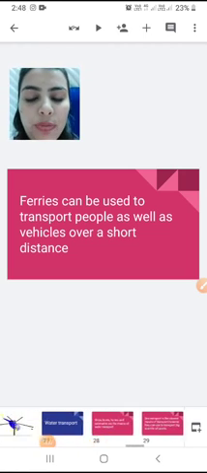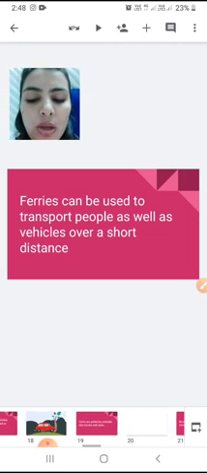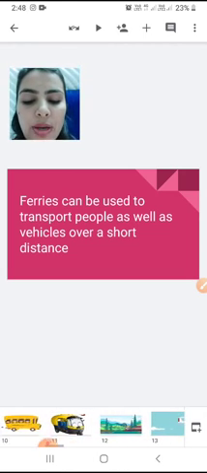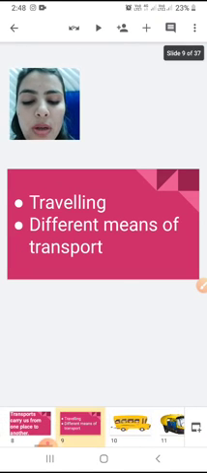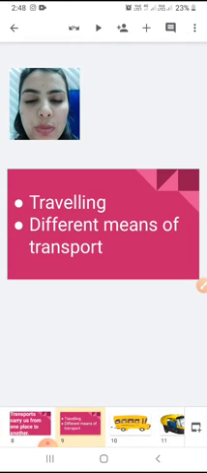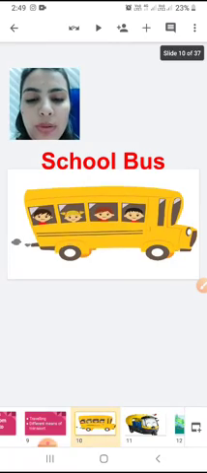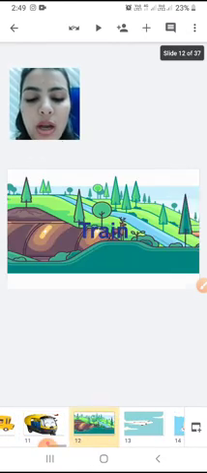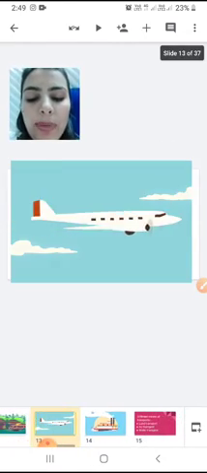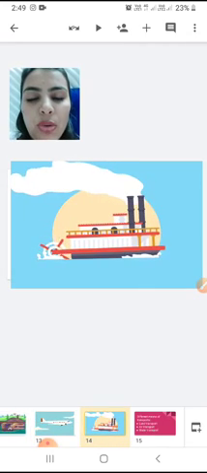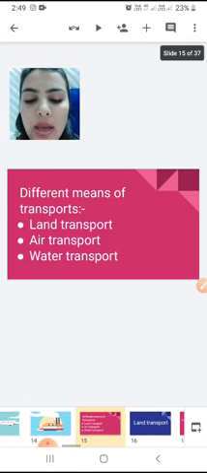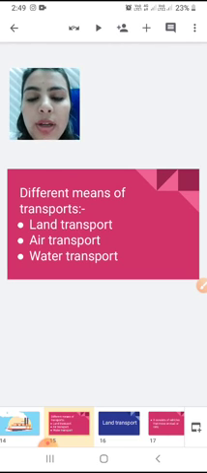So let's recall what we had read today. Basically, we had read about the different means of transport and traveling. We can travel by bus, auto rickshaw, train, aeroplane, and ship. And there are different means of transport: land transport, air transport, and water transport.